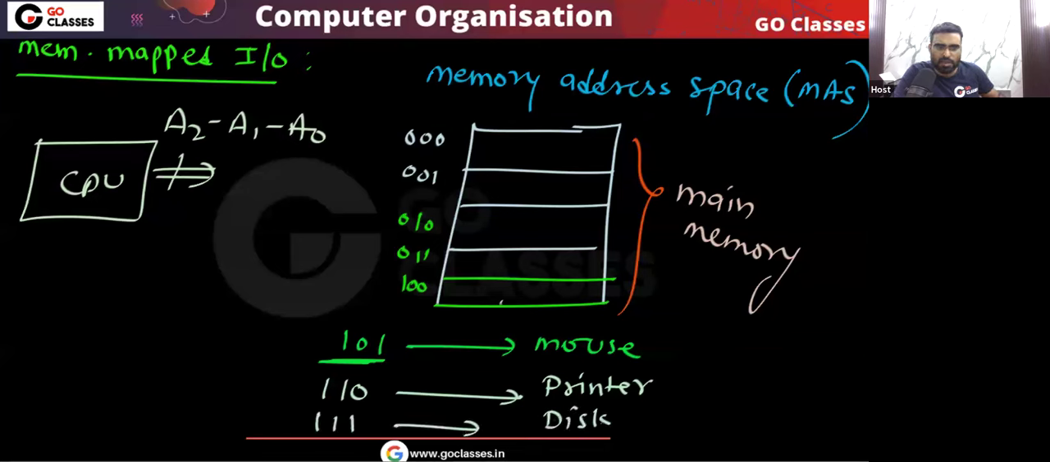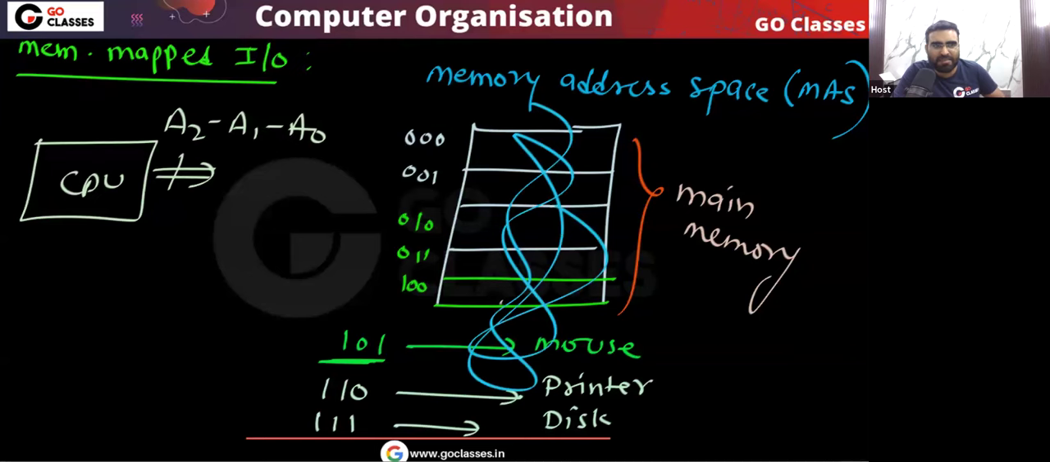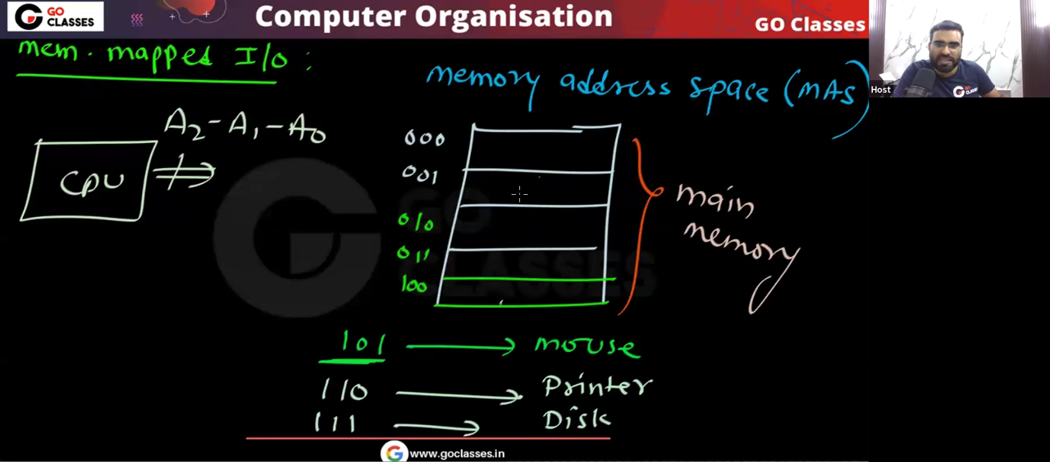Okay, is this clear? So remember, IO devices are sharing the address space. They are not sharing the main memory. They are sharing the address space. Again, I'm telling you, the IO devices are sharing the address space.